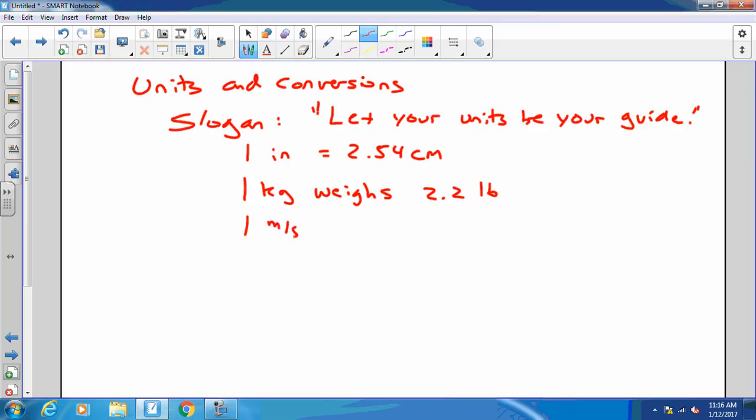And 1 meter per second is the same as 2.2 miles per hour. So these three conversion factors are a good cultural point of reference. What other miscellaneous facts did we pick up?